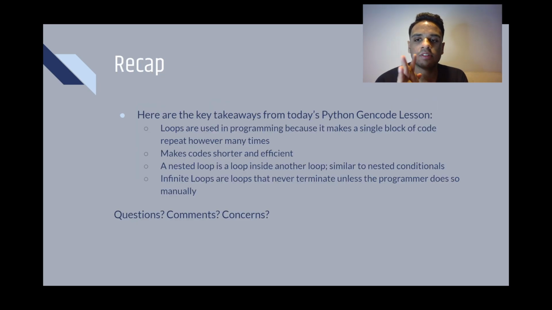Okay, so that was a lot to digest in one presentation, but here's a good recap of what this whole thing was about. Some of the takeaways from today's lesson: loops are used in programming because they make a single block of code repeat however many times. It makes the code shorter and more efficient, right? So instead of writing 50 lines of code, we could write only 3 lines of code, much shorter, between 50 and 3.